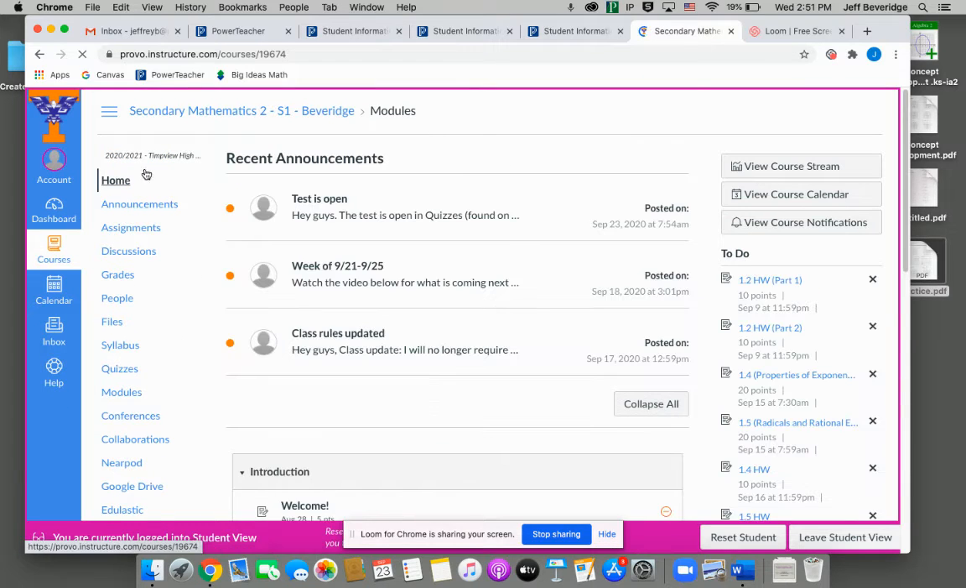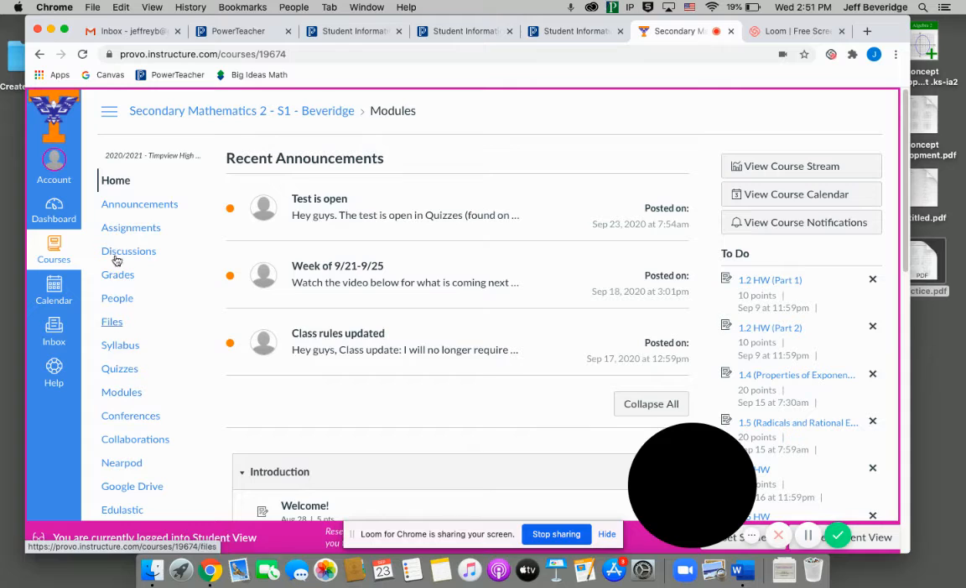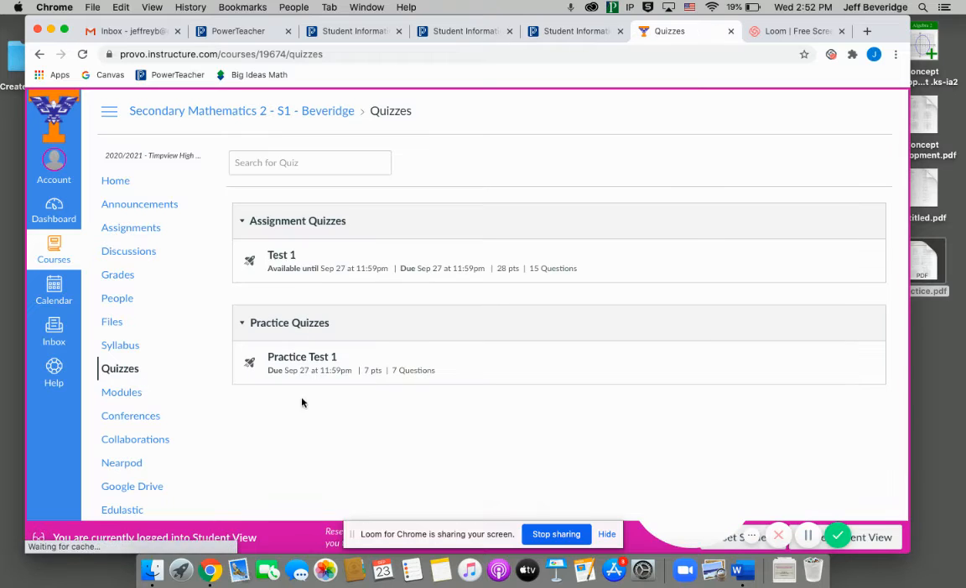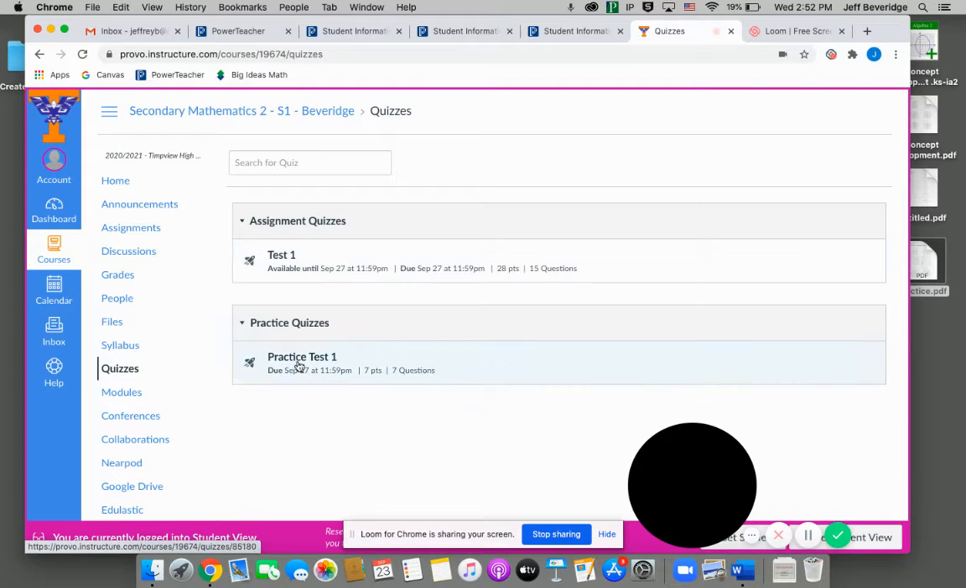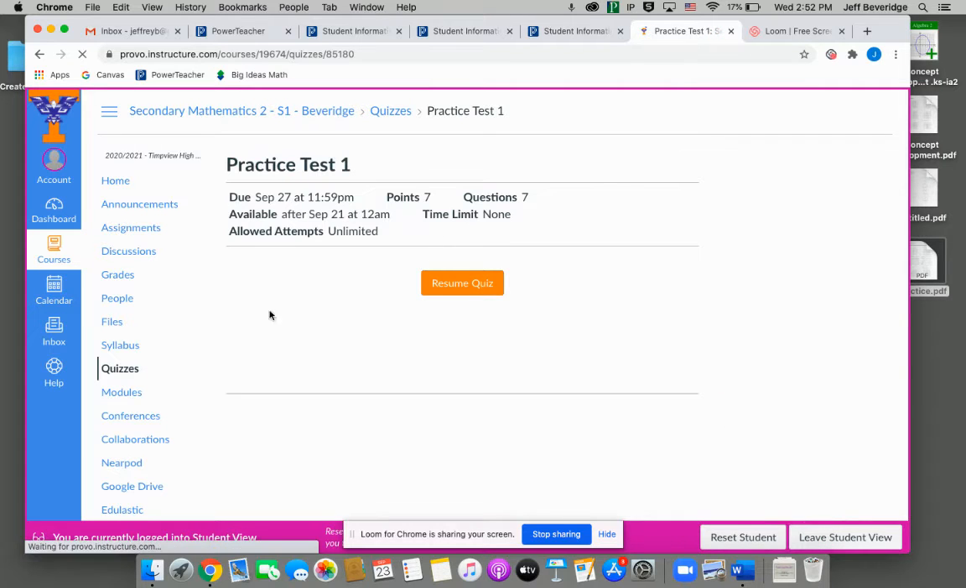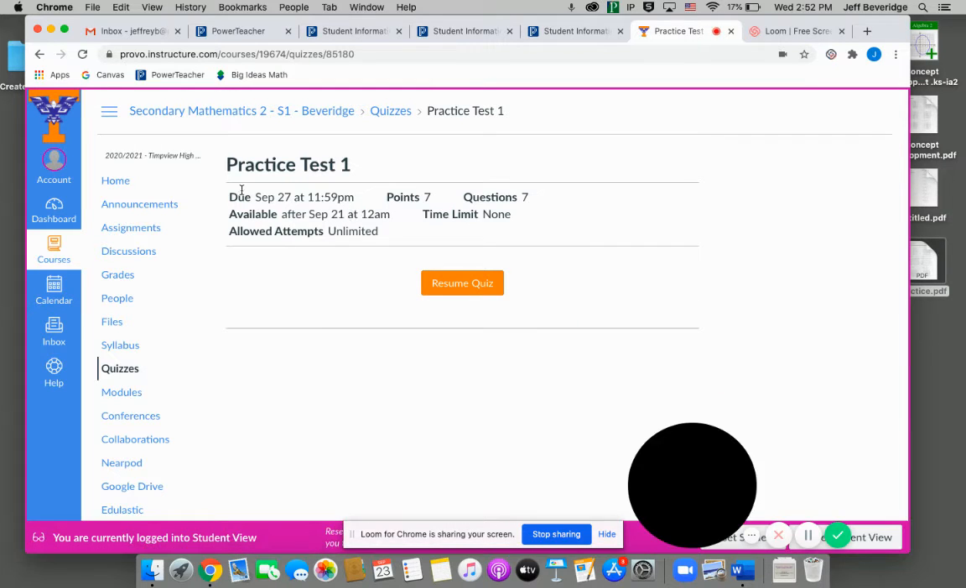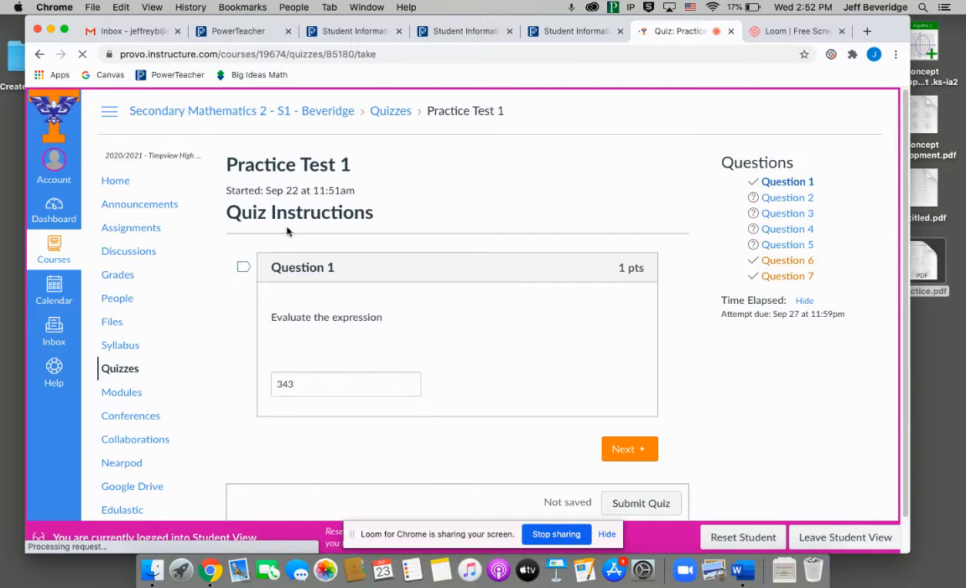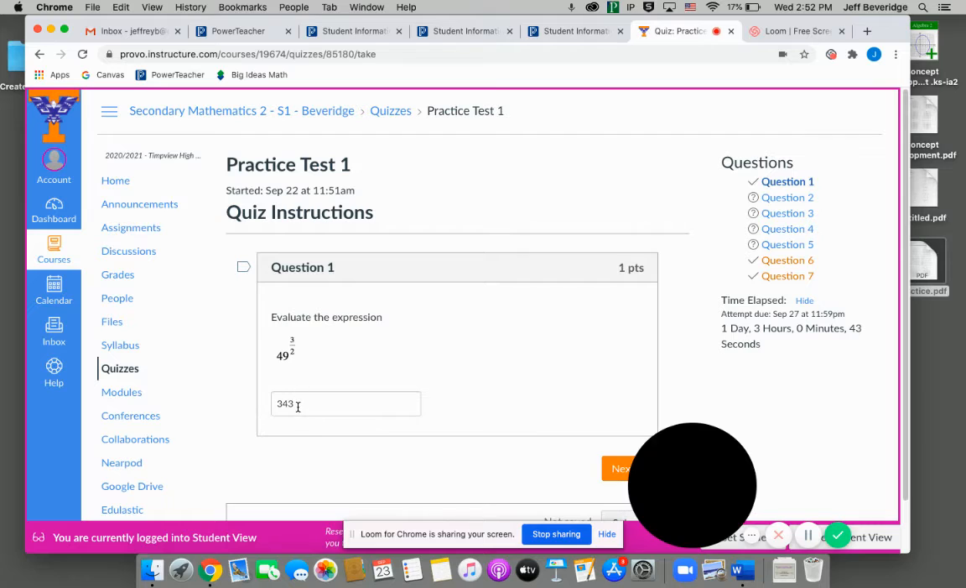Alright, so in student view, you look on the navigation bar on the left hand side and you'll see quizzes right here. So go to quizzes. You should see test 1 and practice test 1 right here. This test 1 has 15 questions and it looks identical to practice test 1. So if I were you, I would go into practice test 1 and go through this so you're familiar with what the test is going to look like.